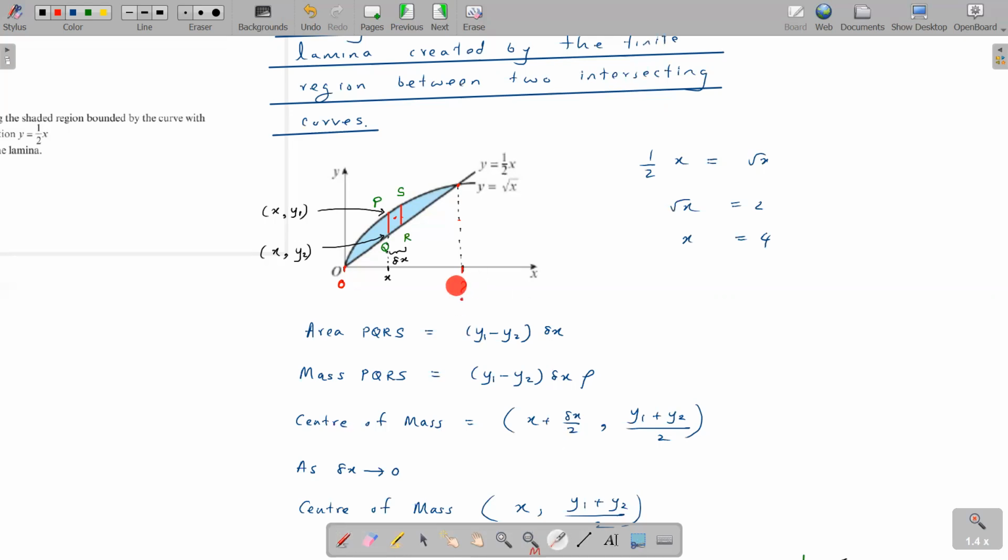Are you with me? We need this particular value in order to apply the limits. So how do we get that value? The place where we end is the place where the curves meet. So basically, solve the two equations simultaneously. y equals half x is one curve, y equals root x is the other one. Just equate them, because both have the same y coordinate when they intersect each other.